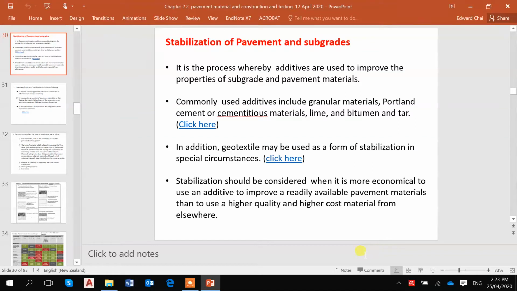Hello, good afternoon. This afternoon, I'd like to continue with chapter 2.2, the pavement materials, constructions, and testing of the aggregates. Okay, so this is part 2 of this chapter. In this chapter, I'm going to talk about the stabilizations of the pavements and subgrades, and also the rehabilitations of the pavement, and also the testing of aggregates. Okay, so first we start off with the stabilizations of pavement and subgrades.